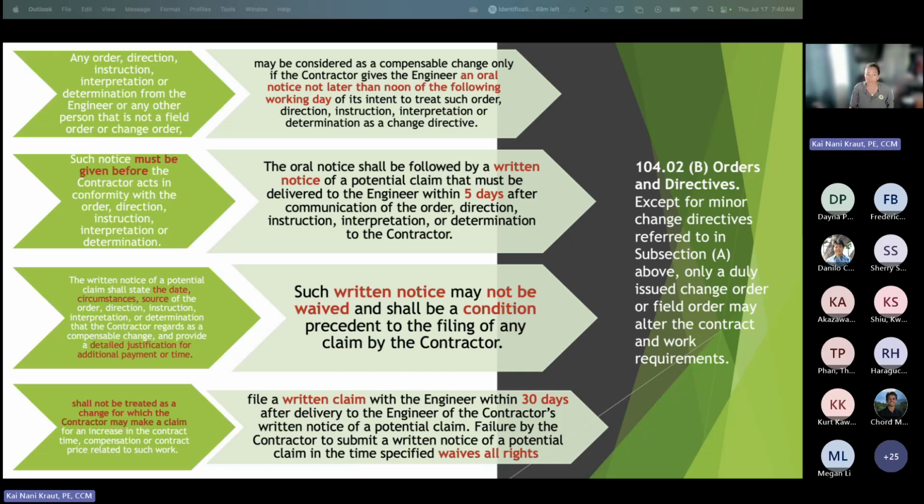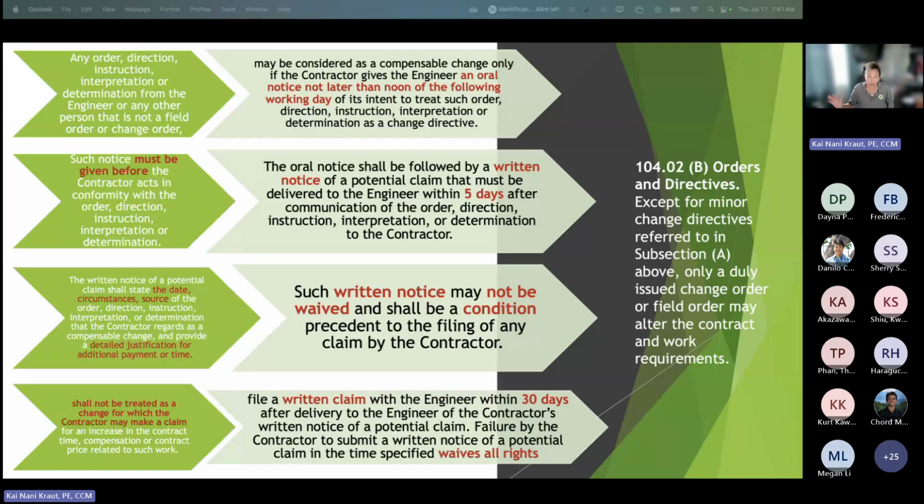The written notification of potential claim shall state the date, the circumstances, and the source. So at a meeting, if you told somebody to do it, if you gave them a letter, you wrote something to them, was it an instruction, interpretation, or determination that the contractor regards as a compensable delay, meaning they should get money for it, and provide a detailed justification for additional payment or time. All of these details become a condition for which they must perform these notification requirements, or they waive their right to compensation. That means they don't get it. That means in accordance with the contract, we don't have to pay them. That means if we go to court, we're going to win.